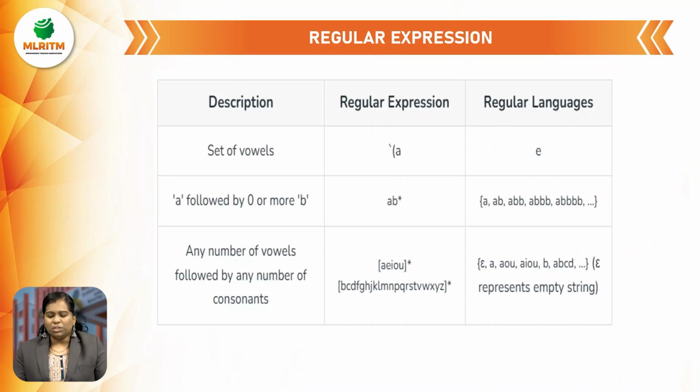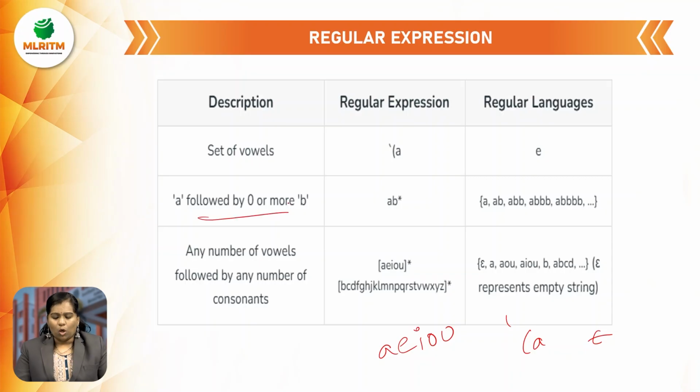So for the regular expression, we have a tabular form for any number of A's and any number of B's. Suppose the set of vowels. What is vowels? A, E, I, O, U. Here the bracket A hyphen means the regular language is epsilon. A followed by Z. A followed by zero or more B's, means A followed by zero or more B's.